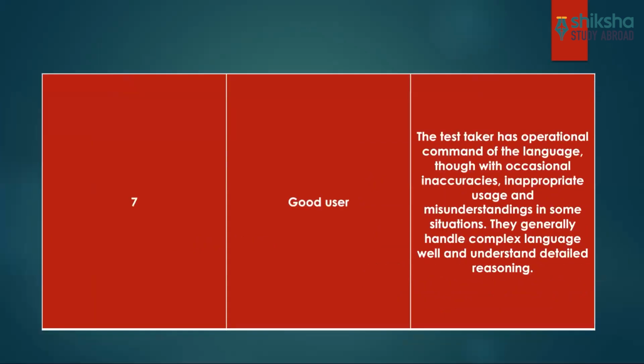Let's see what band 7 stands for. So a band 7 candidate is a good user of English language, and that means the test taker has operational command of the language, though with occasional inaccuracies and inappropriate usage and misunderstanding in some situations. So again, minor mistakes, but a heavier minor one. Then they generally handle complex language well and understand detailed reasoning.